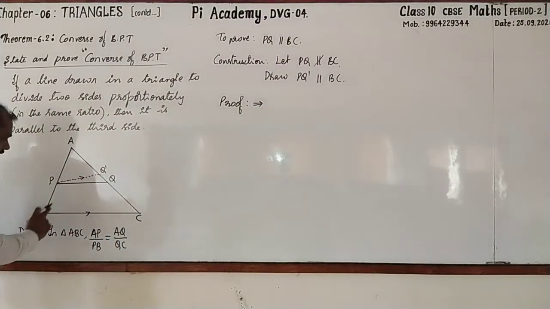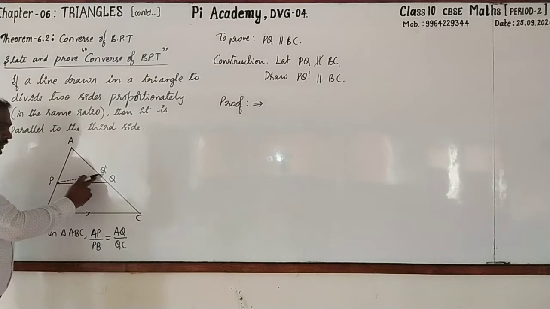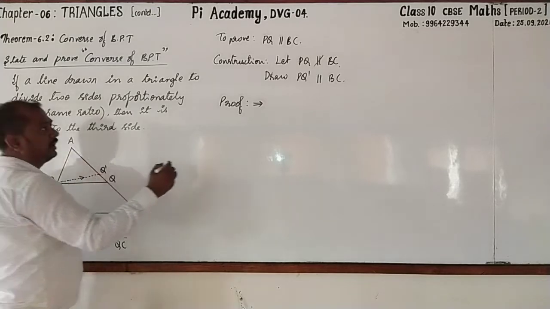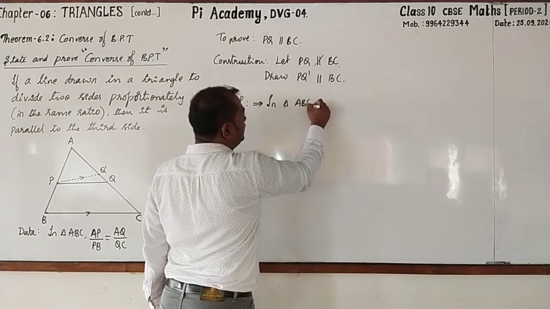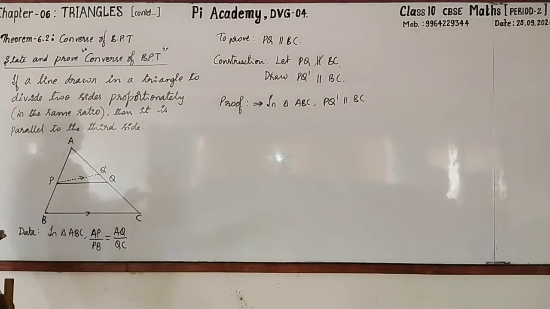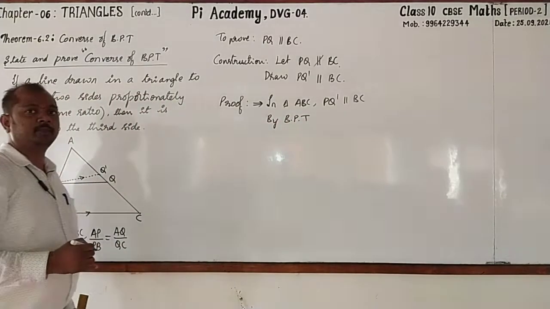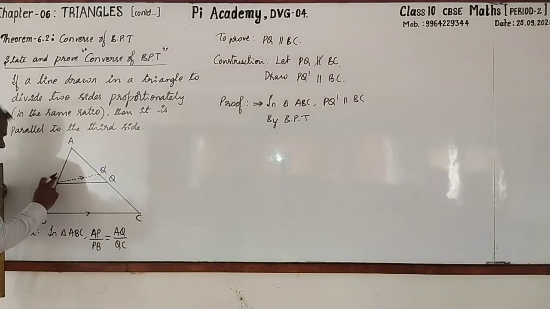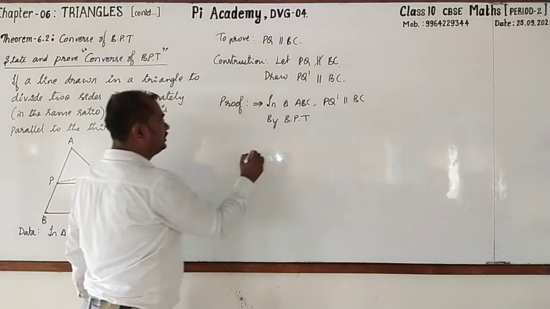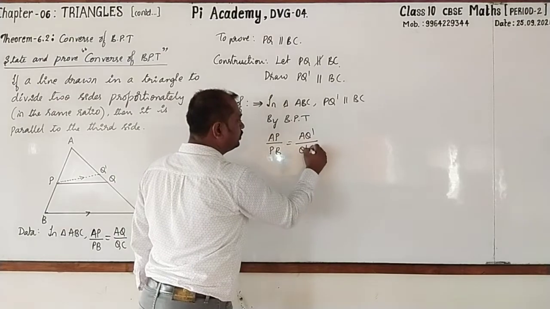We have come to know that PQ dash is parallel to BC. In a triangle, if a line is drawn parallel to a side, then it divides the other two sides proportionately. Right? Here I'll write: in triangle ABC, PQ dash is parallel to BC. If it is parallel, we can apply the basic proportionality theorem, BPT. How do you write? AP by PB is equal to AQ dash by Q dash C.